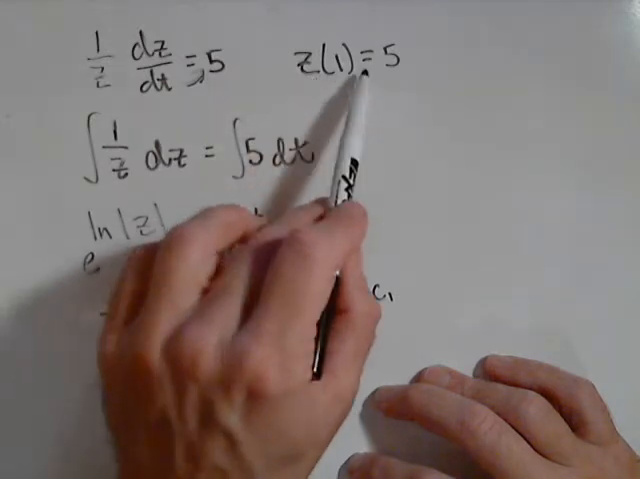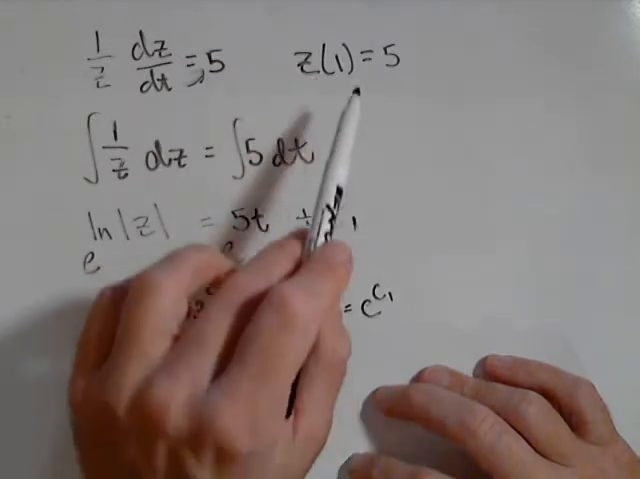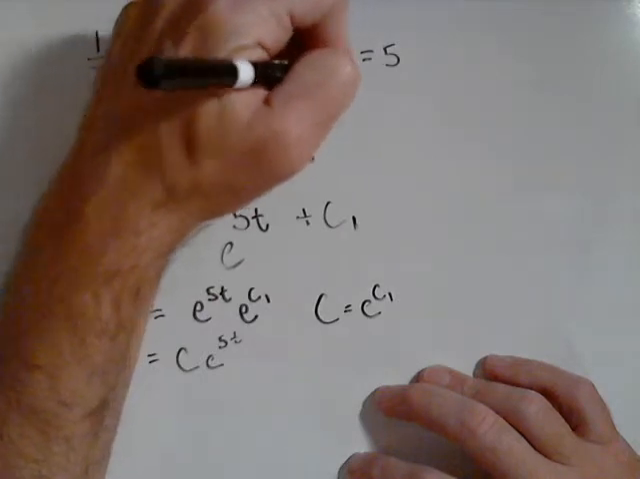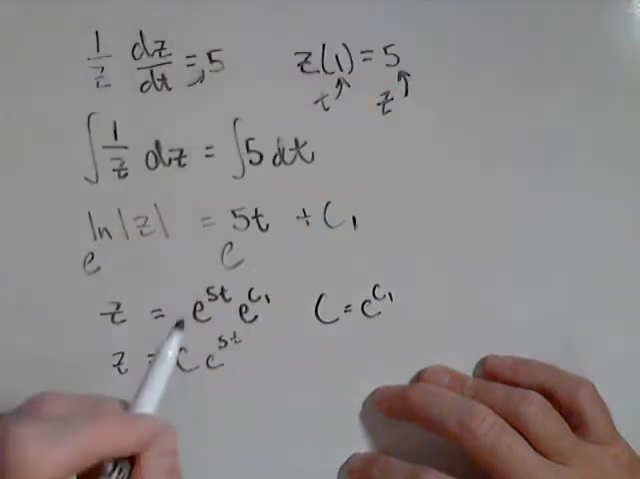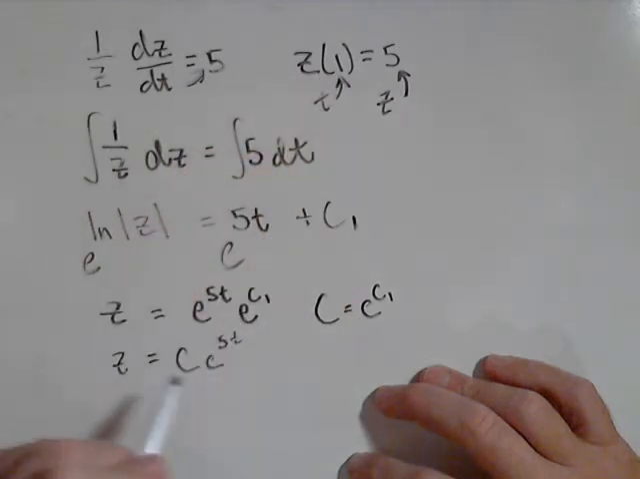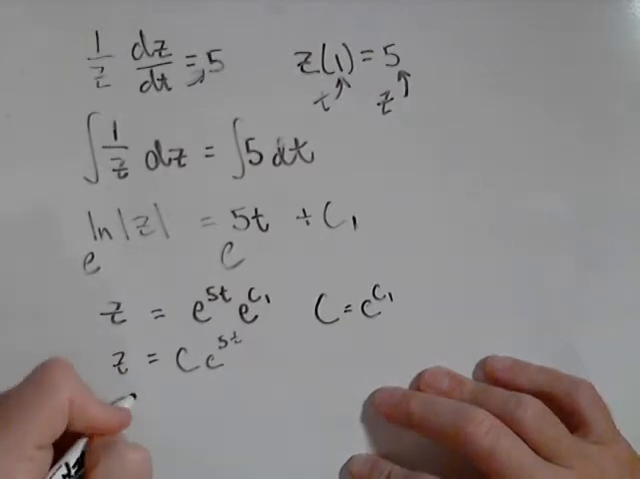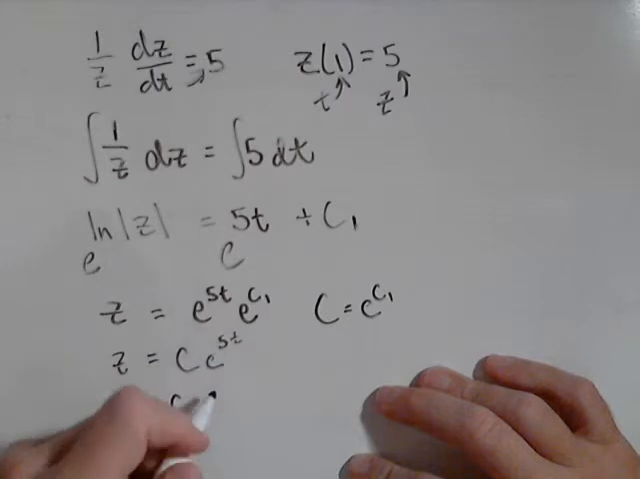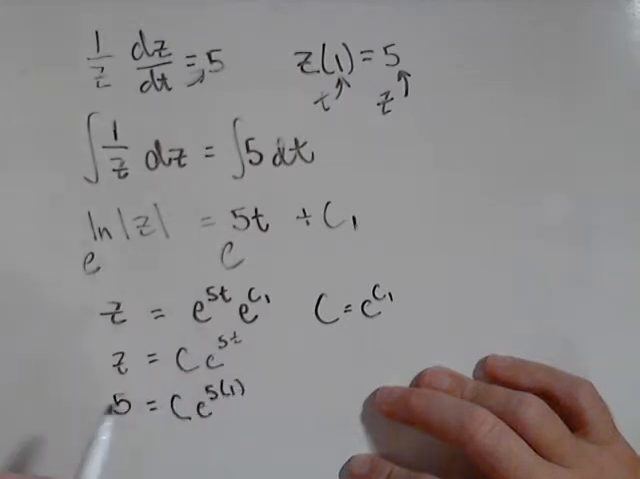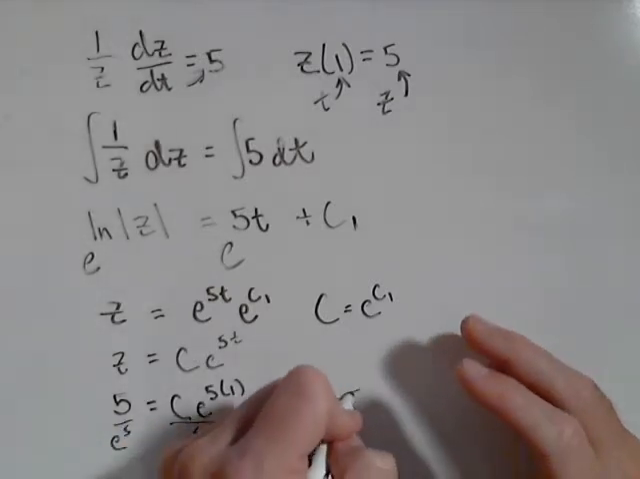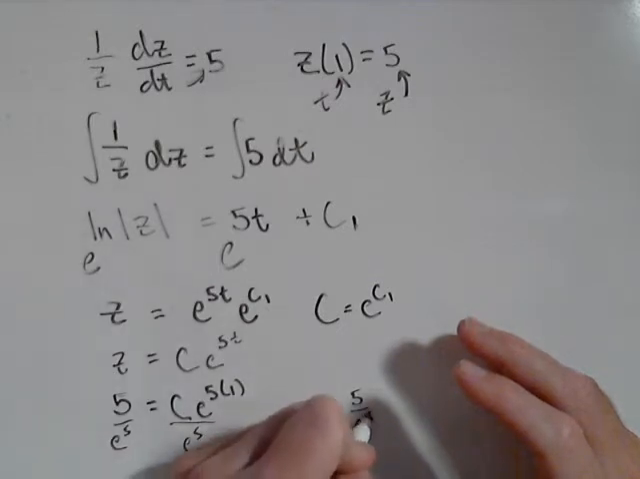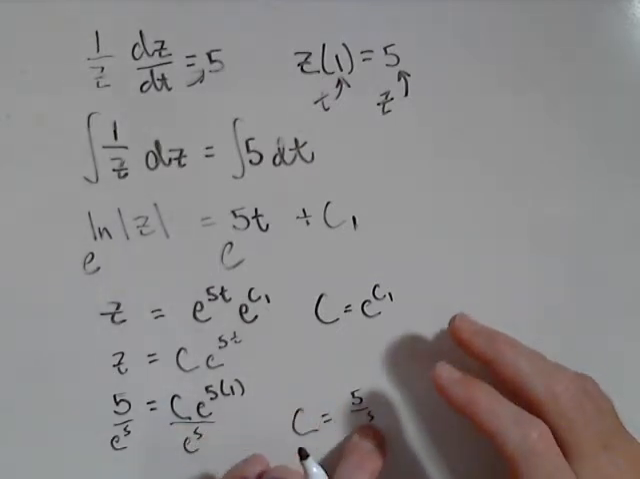Now we had an initial condition that z of 1 equals 5. That means when t equals 1, that's a t value, z has to be 5. So this is a function notation here. We're going to plug those in and solve for c. So z has to be 5 when t equals 1, so that's e to the 5 times 1, or e to the 5th. Solving that for c by dividing by e to the 5th on both sides, we get not the prettiest c, but c equals 5 over e to the 5th is our constant.